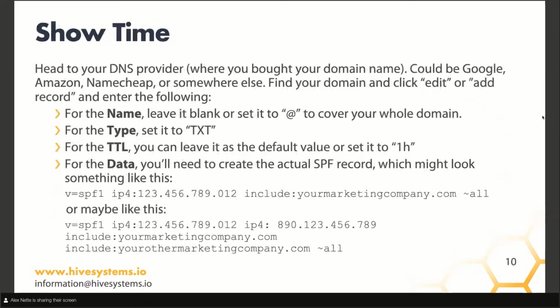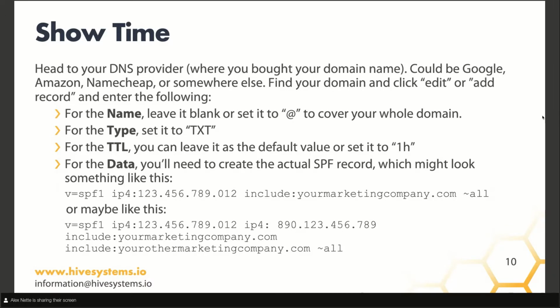So, showtime. Up first, you're going to head to your DNS provider. So this is where you bought your domain name, most likely, or where your domain is hosted. You could have bought it through Google or maybe Amazon or Namecheap or somewhere else, but you'll want to go to that provider that has your domain. Once you get in there, click on your domain. You'll click edit or add record or something along those lines.